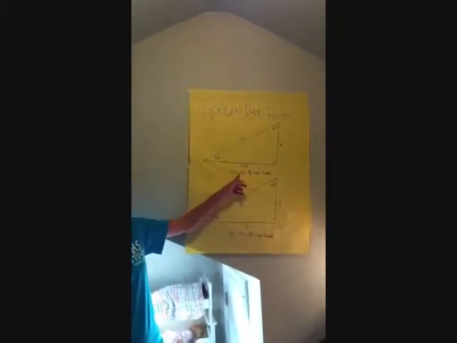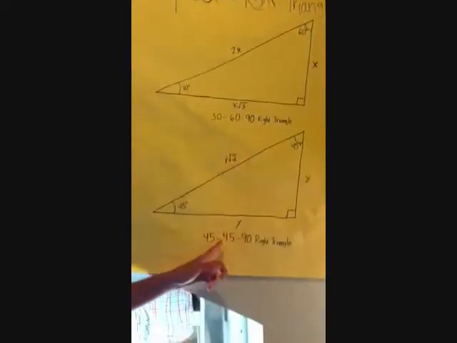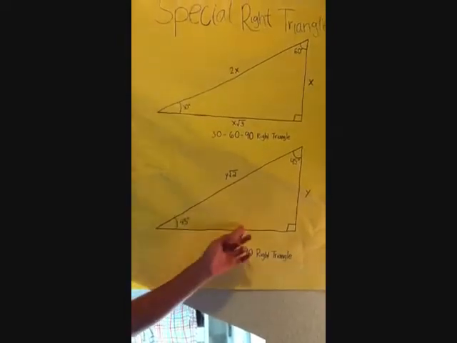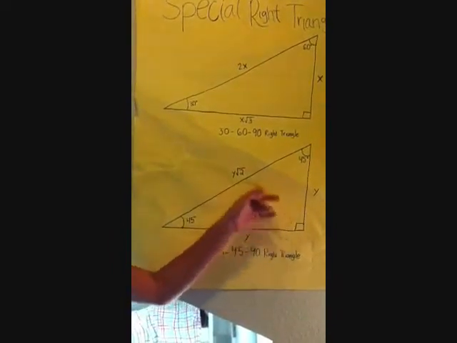For a 30, 60, 90 degree triangle, the smaller leg is x, the hypotenuse is 2x, and the longer leg is x root 3. For a 45, 45, 90 degree right triangle, you have two 45 degree angles, which means these sides are the same. We're keeping them as y, and the hypotenuse is y root 2.